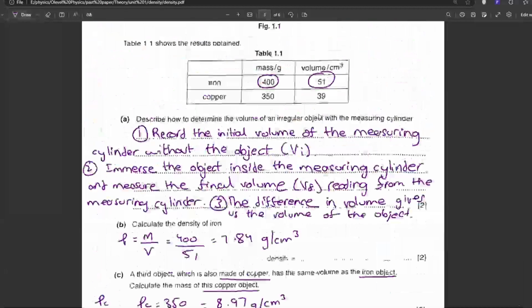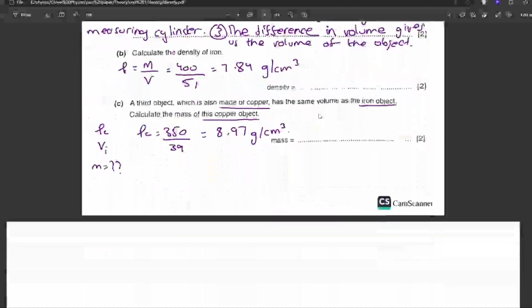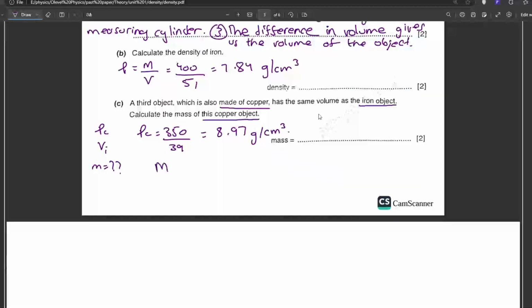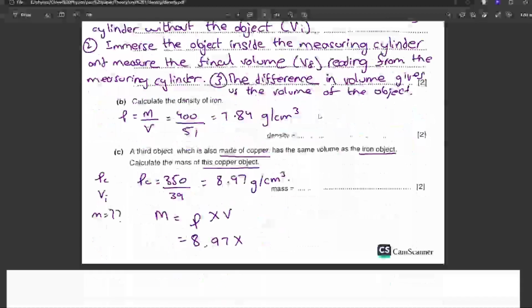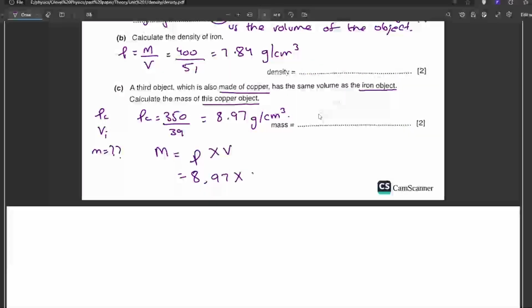What is the volume of iron? The volume of iron is 51. Let's multiply both of them. Since you have to calculate mass, mass is density into volume. 8.97 multiplied by volume, that is 51. Your mass comes out to be 457.6, that can be converted to 458 grams. According to 3 significant figures, the mass is 458 grams.